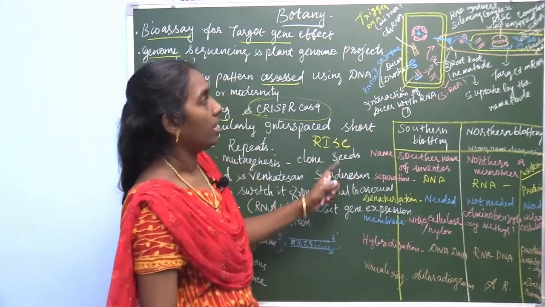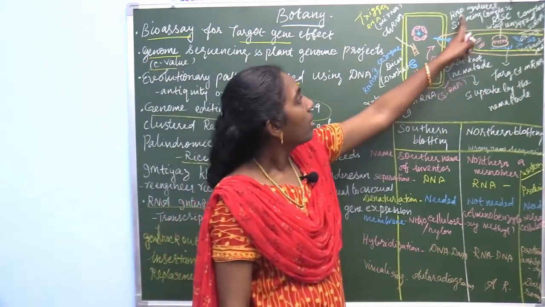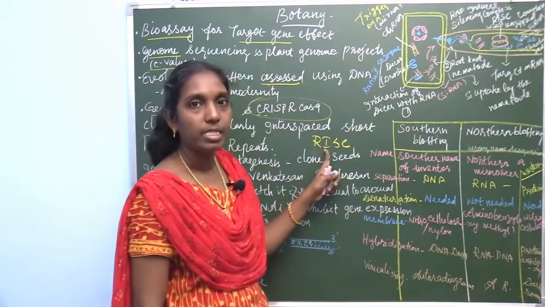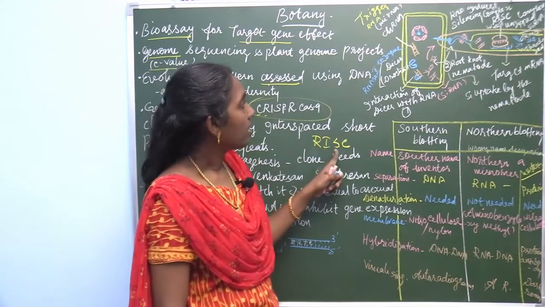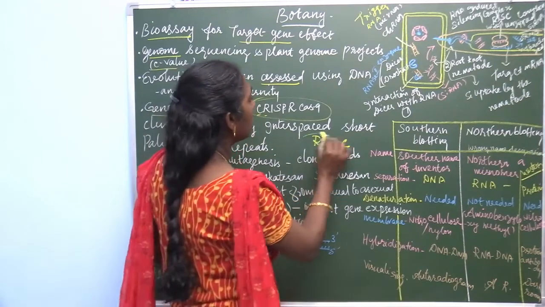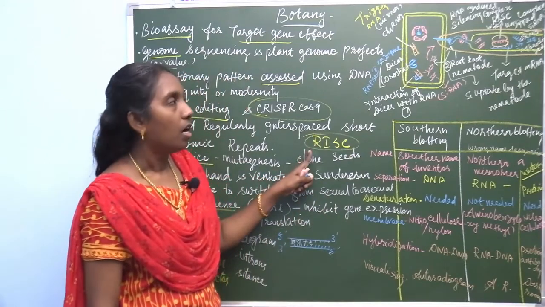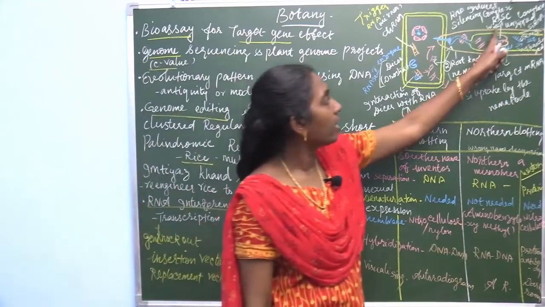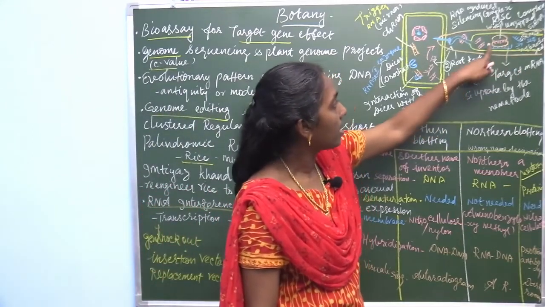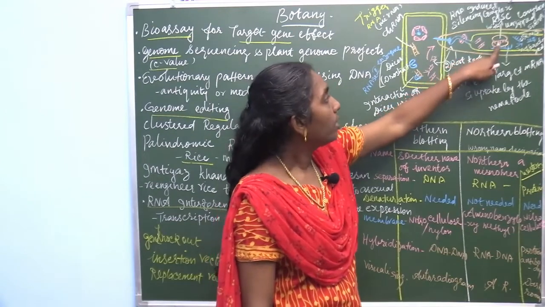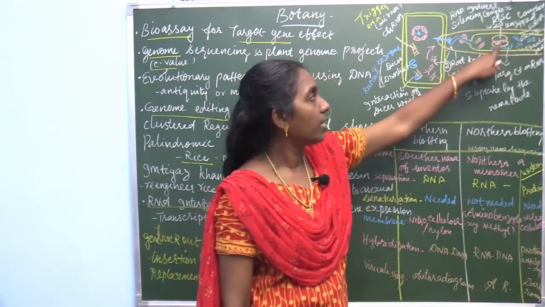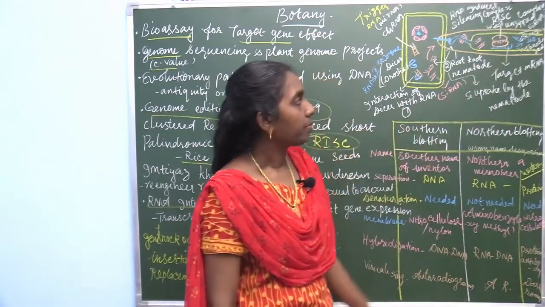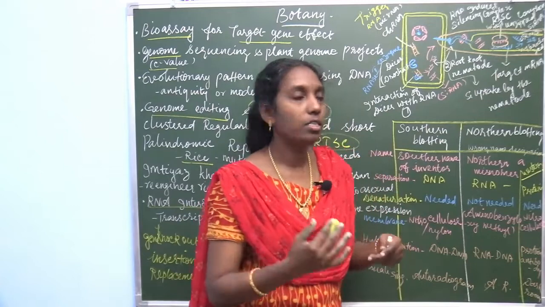The RISC complex is there. What is this complex? R represents RNA, I represents induced, S silencing complex. So RNA induced silencing complex is present. In this picture, the RISC complex with the unwound RNA is present. This is the unwound RNA, and this is the target RNA.